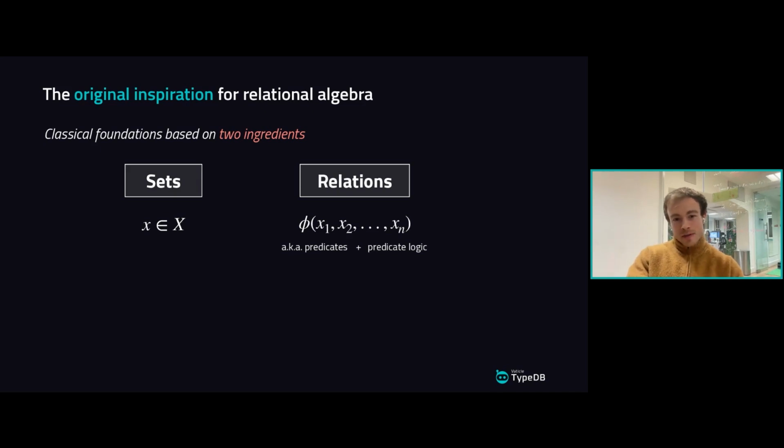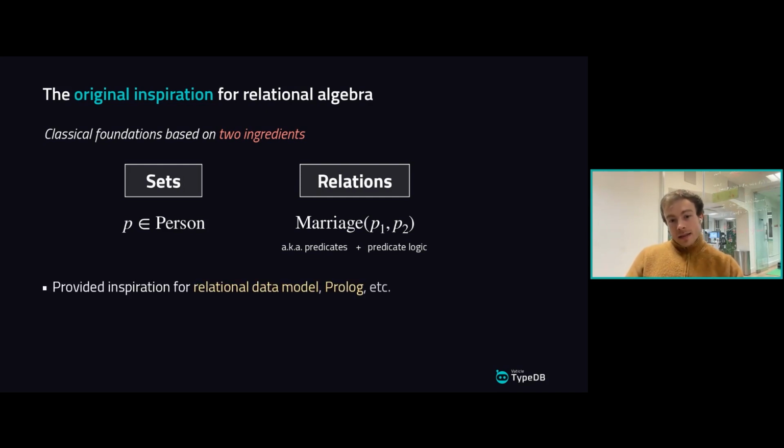So instead of an abstract set X, let's write the set of person. So P is an element in the set of person, and then a relation, for instance, could be a relation of marriage. So a relation of marriage between P1 and P2 in the set of persons would tell you whether these two persons are married or not. So it would give you a truth value.